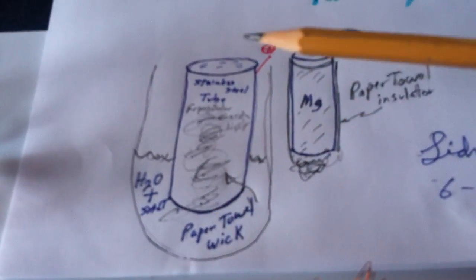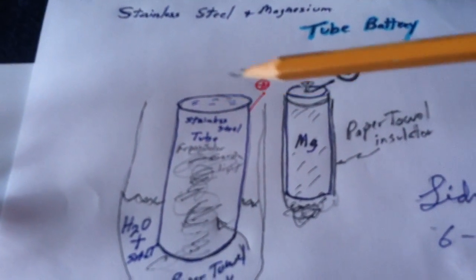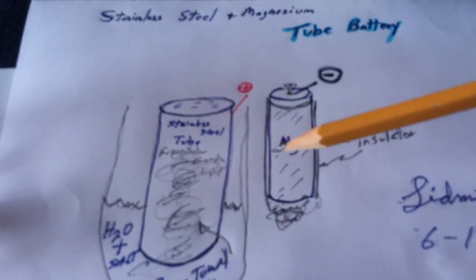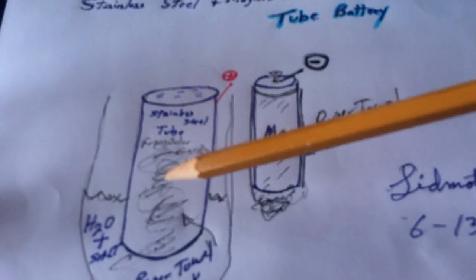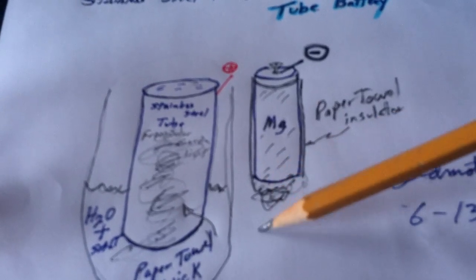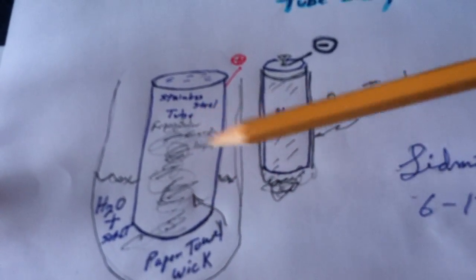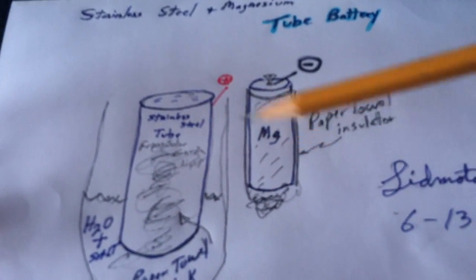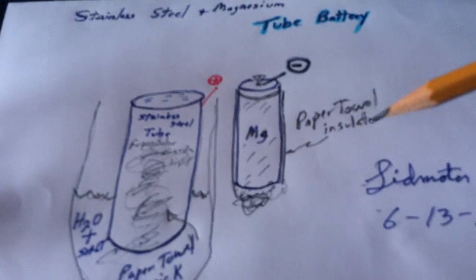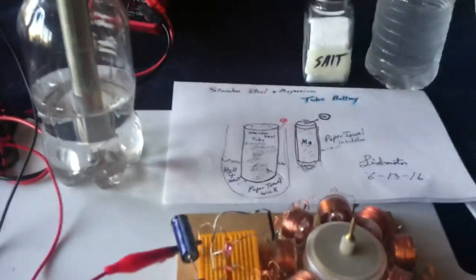It's a stainless steel tube with the magnesium that is a little bit thinner, a little bit less diameter than the tube, with just a sheet of paper towel wrapped around it and carefully put inside the tube. Then the paper towel hangs down the bottom, and inside the tube is another paper towel that runs up to that so that the water can flow up through capillary action and keep the actual cell operating. And I'm Lid Motor. This is the 13th of June, 2016. And we'll just see how long this little cell works.